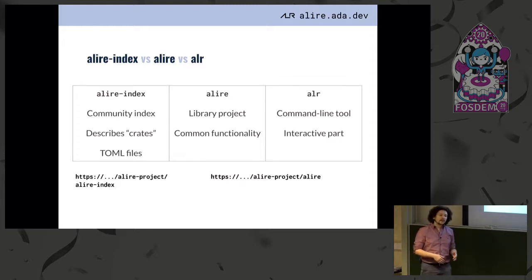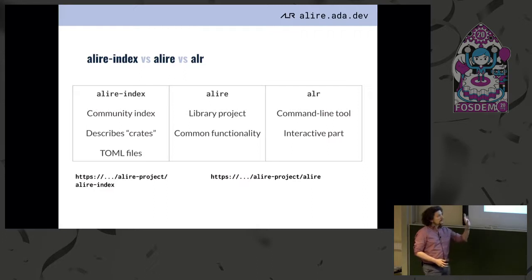Alire supports handling several indexes. If, for example, you have private indexes with your private software that you don't want to publish, or that is not ready for publication yet, or things like that. So this is the kind of the official index from the project.